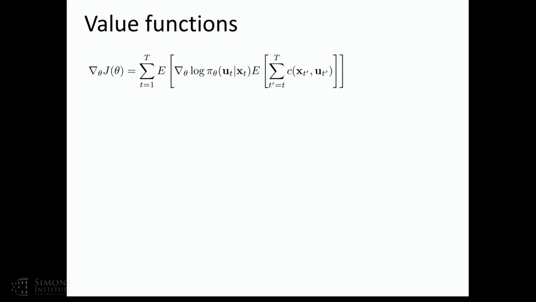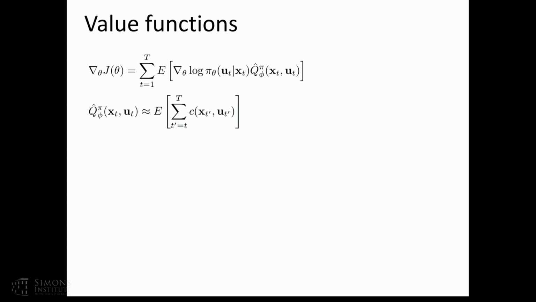Okay, so the first thing we can do is say, we have this expected cost. We can just substitute an estimate of the Q function in there. We can get this estimate using Monte Carlo. That's essentially what policy gradient does, just average together a bunch of samples. But we can also try to fit a function approximator to this Q to try to reduce the variance of this gradient even further.